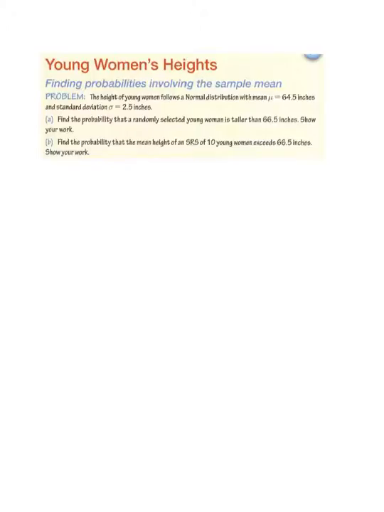So the problem is we have the height of young women follows a normal distribution with a mean of 64.5 inches and a standard deviation of 2.5 inches. We're asked to find the probability that a randomly selected young woman is taller than 66.5 inches and show our work. We're also asked to find the probability that the mean height of an SRS of 10 young women exceeds 66.5 inches. So part A is a typical normal problem that we're used to.